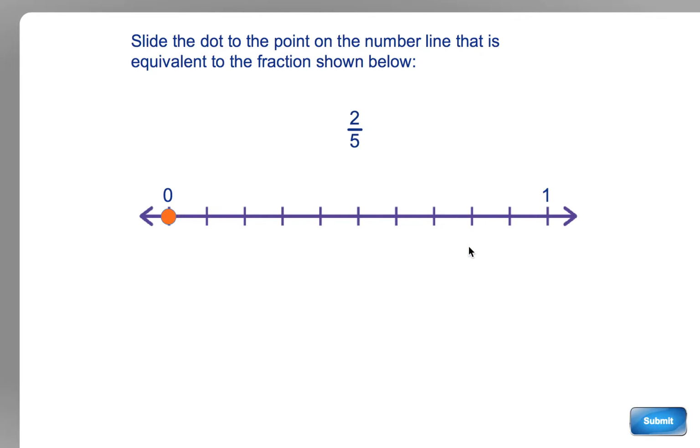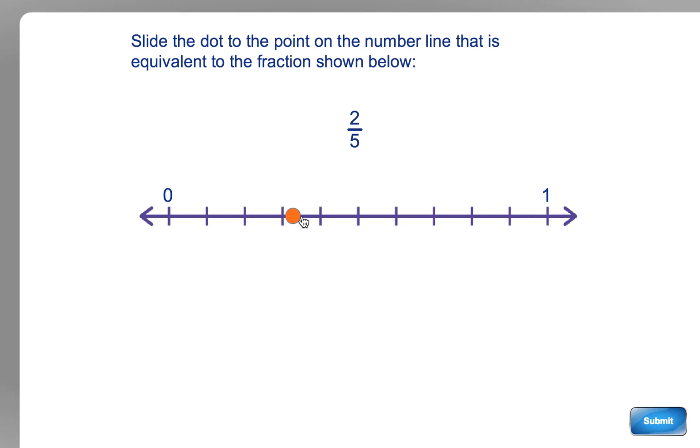Let's do another one. Now we have fifths at the top, so I'm hoping we've got tenths on our number line. 1, 2, 3, 4, 5, 6, 7, 8, 9, 10. It's very easy to turn fifths into tenths. To turn 5 into 10, we have to times it by 2. So to turn fifths into these tenths, we times it by 2. And if we times it by 2 on the bottom, we also have to times it by 2 on the top. So 2 times 2 is 4.